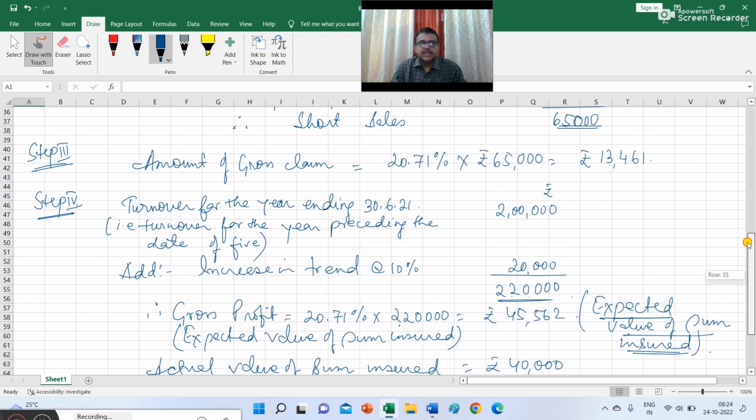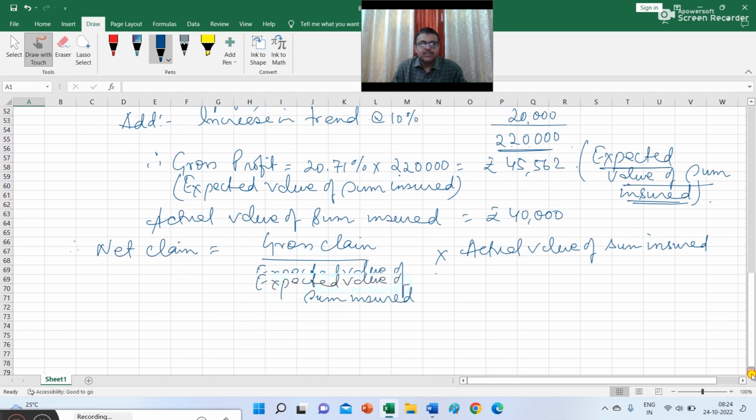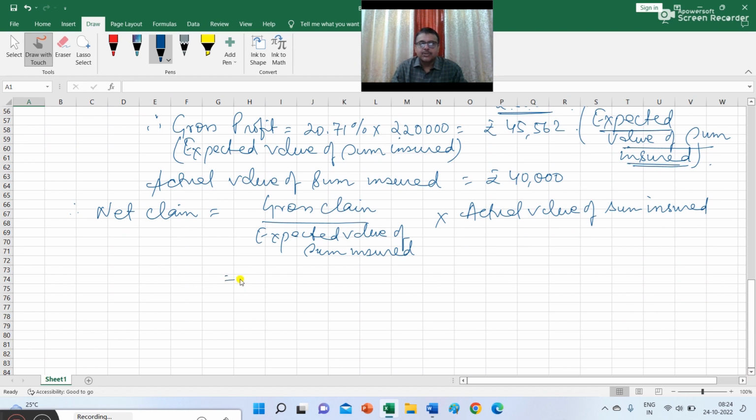The gross claim that we have calculated in step 3 is subject to the average clause. So in step 4, we have to apply this average clause and calculate the net claim. So the net claim is equal to 13,461, which is the gross claim, divided by 45,562, the expected value of sum insured, multiplied by 40,000, the actual value of sum insured, and you will get 11,818. So this is the amount of insurance claim that has to be lodged with the insurance company.